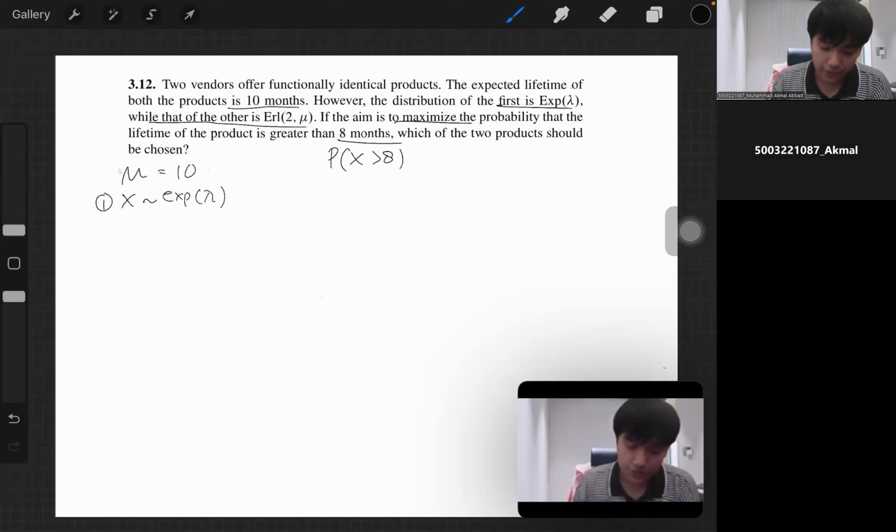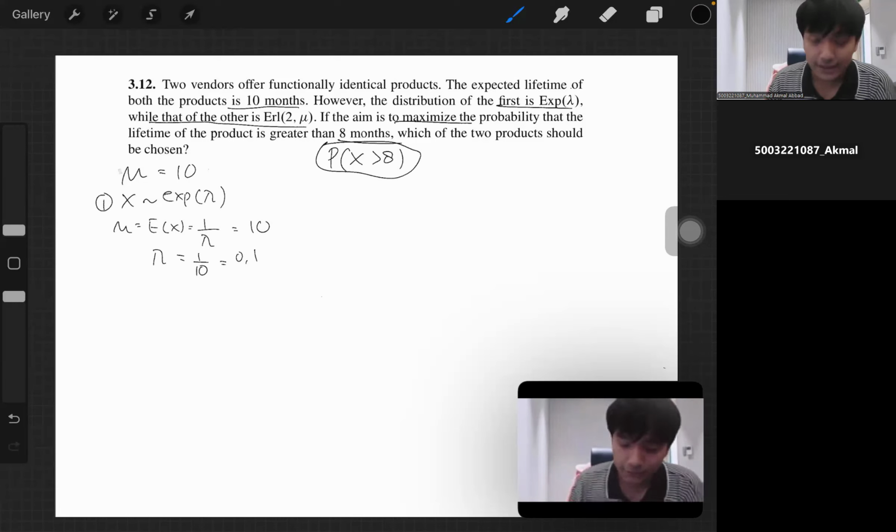For the first product, we can call it x with the distribution of exponential with parameter lambda. So we have the expectation of x, which is 1 per lambda, equal to 10. So we can calculate that lambda is 1 over 10. So we get that lambda is 0.1.